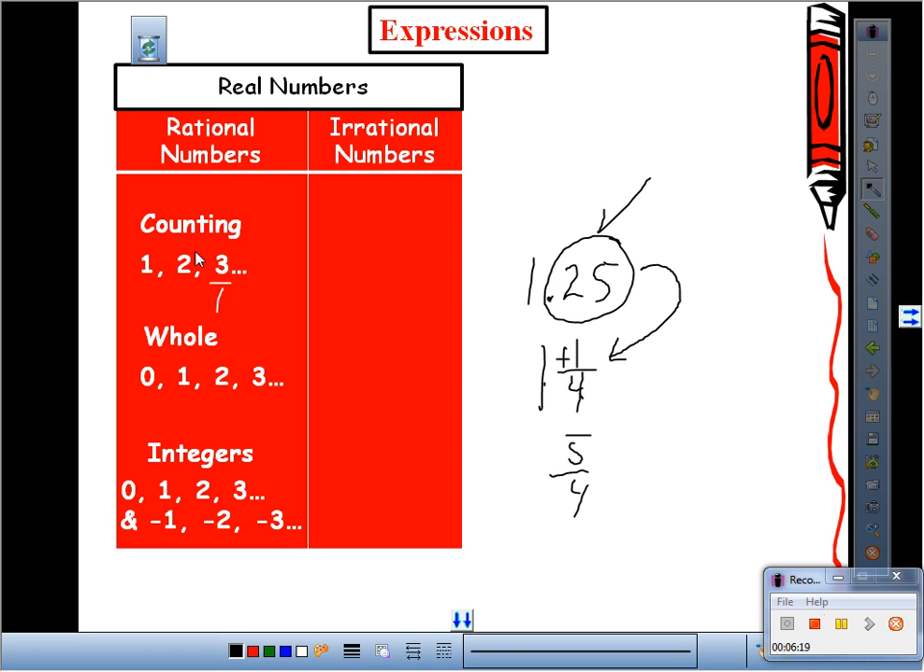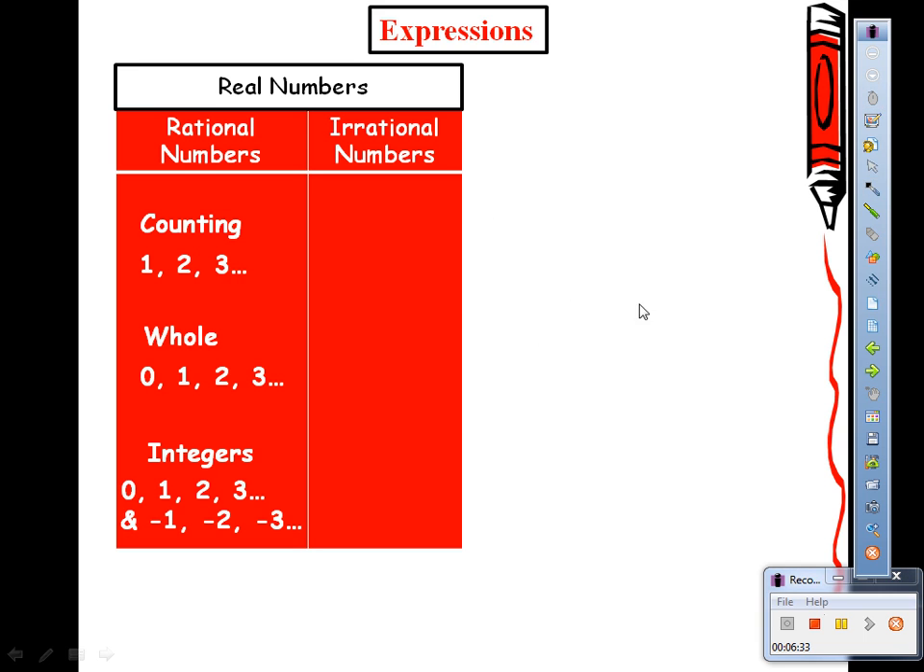Any number that can be made into a fraction is a rational. So if that's the definition for rationals, think about it. What is the definition for irrationals? Things that cannot be made into a fraction. Isn't it obvious? All right, so let me show you the ones that cannot be made.